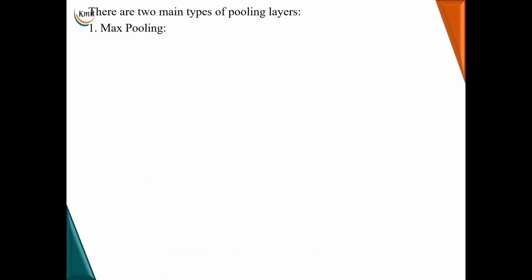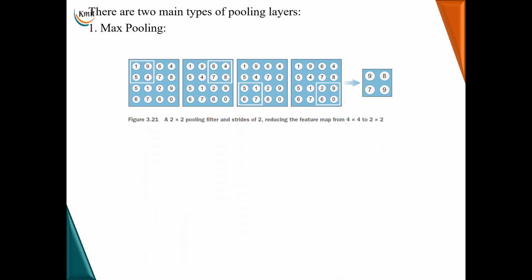So there are two types of pooling. The pooling operation, as I said, will reduce the number of parameters. That is, it will resize the input image. That means, as I said, we have two main types of pooling layers. The first pooling layer is max pooling, which will find the maximum value of the pixels.